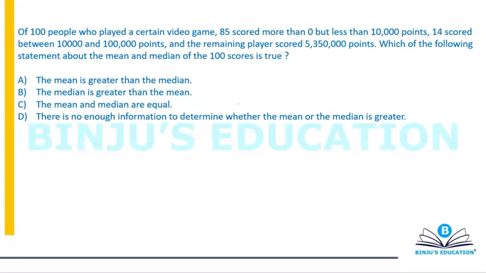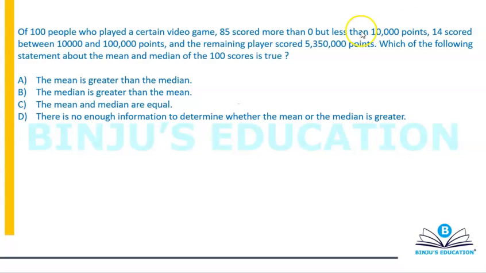A 100-player video game. Okay, so 85 scored more than 0 but less than 10,000. 14 scored between 10,000 and 100,000, and the remaining player scored 5,350,000. Sorry, I think it's 5,350,000. Which of the following statements about the mean and the median of the 100 scores is true?